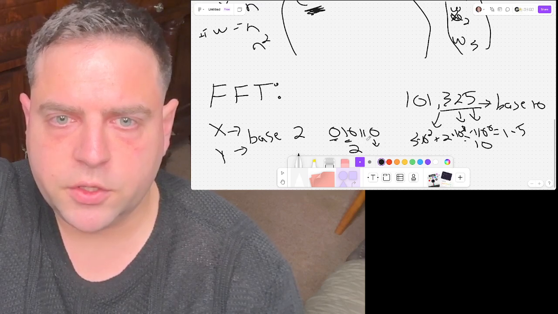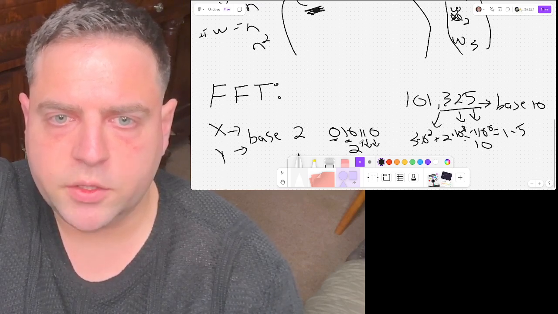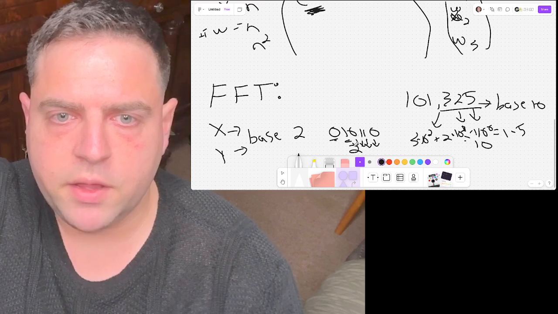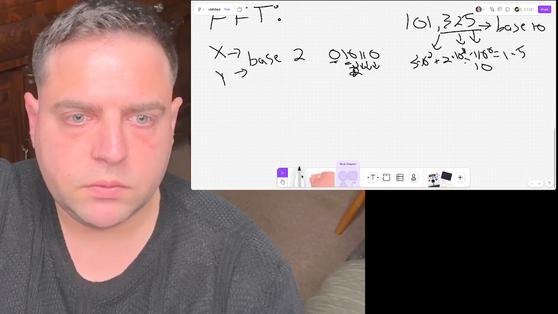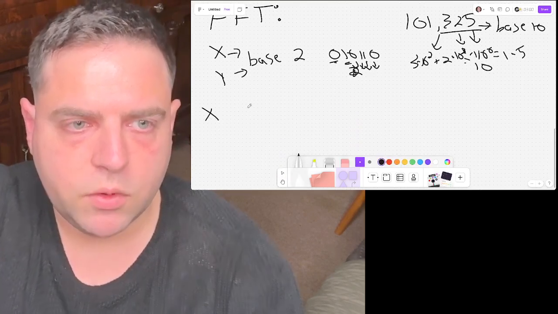So this is 2 to the 0. This is 2 to the 1. This is 2 to the 2. This is 2 to the 3 equals 8. So that's binary. So we're going to switch to base 2. So x will look like this.